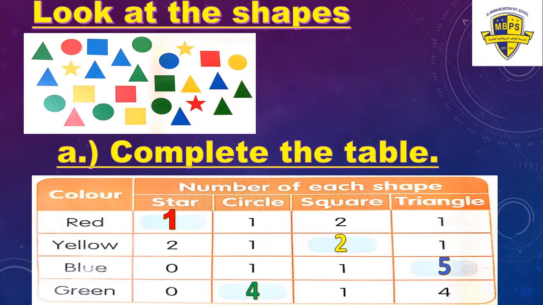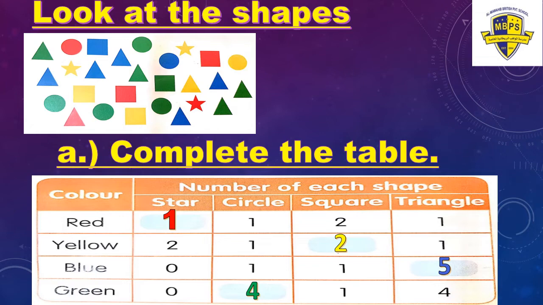First, we are going to look at the shapes. Can you tell me what are the different shapes that you see on this slide? Very good. We have star, we have circles, we have squares, and we have triangles. Excellent, children. Now, can you tell me what are the different colors that you see here? Yes, we have red, we have yellow, we have blue, and we have green.